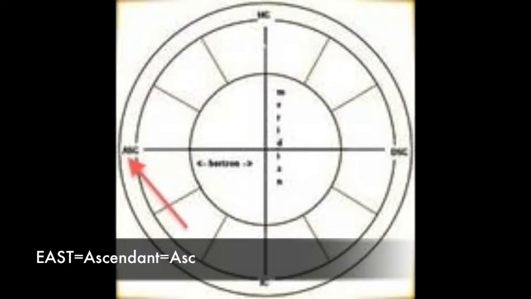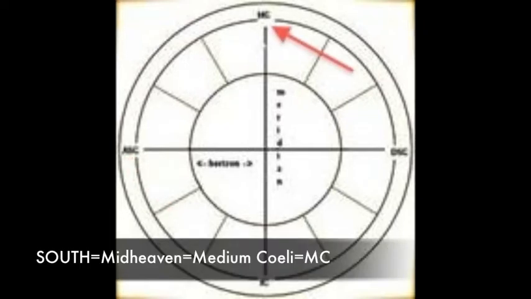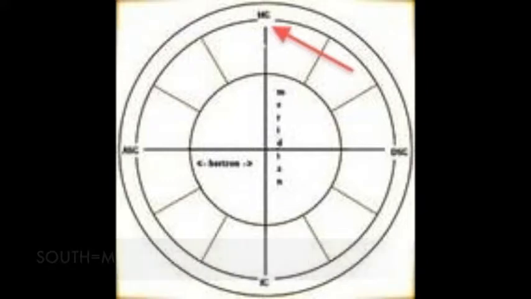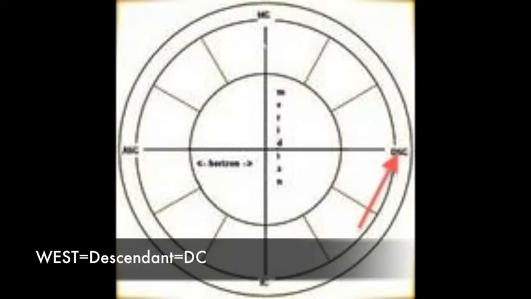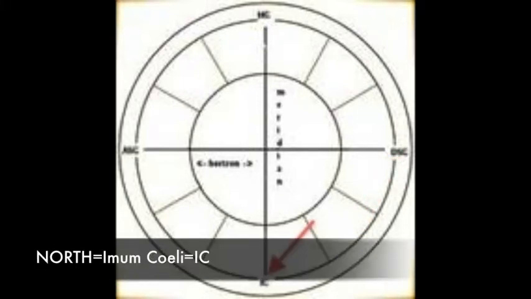Sunrise, or the east cardinal point of the compass, is called the ascendant, or ASC for short. The southern cardinal point of the compass, or the highest part of the day sky, is called the midheaven, or medium coeli in Latin, or for short, we abbreviate it as the MC. The western cardinal point of the compass, or sunset, is also called the descendant, or DC for short. Finally, the northern cardinal point of the compass is called the Imum Coeli, which is Latin for the bottom of the sky. We abbreviate it as the IC.